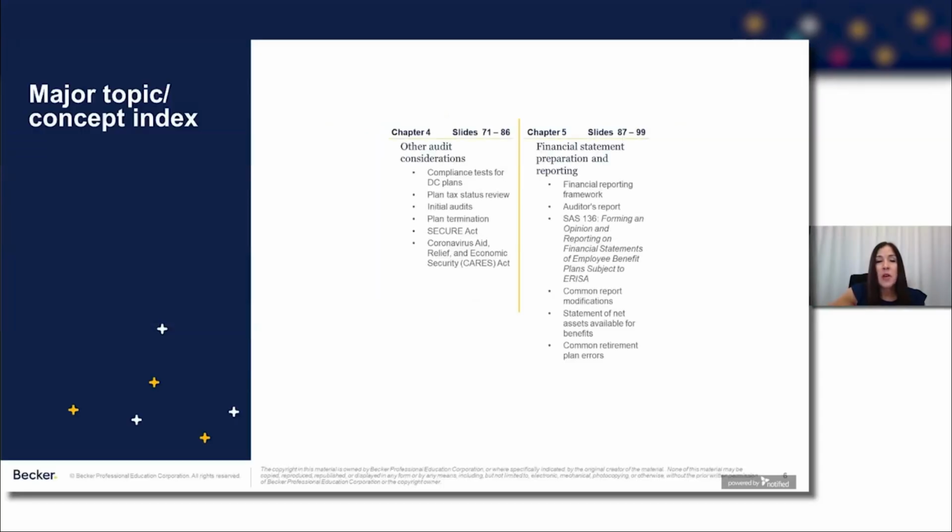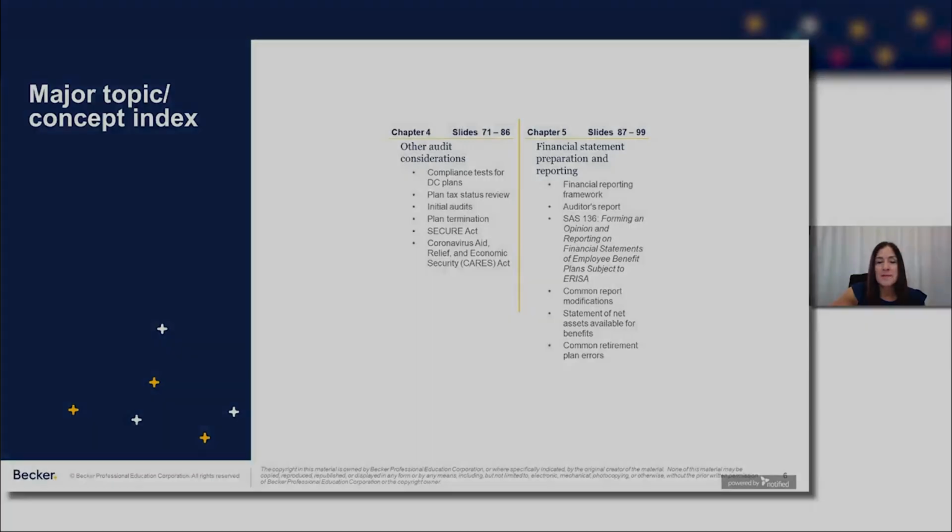And then section 4 is where we'll cover other audit considerations, including things such as, what are those compliance tests that are required for plans in order to maintain their qualified status. We'll talk about some other unique considerations related to initial audits and plan terminations, and some new legislation, just as a reminder of some of these things that you need to know for the future when it comes to employee benefit plan audits. And then we'll wrap everything up with financial statement preparation and reporting.